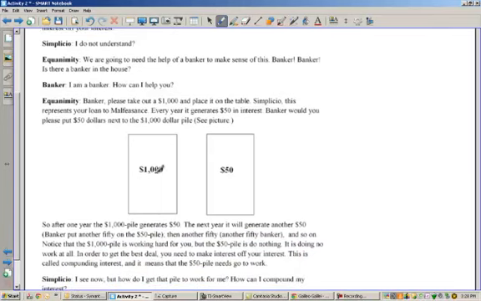So the idea is you put down $1,000. So Equanimity says, look, you let this guy malfeasance borrow $1,000, and each year this $1,000 is going to generate 5% of it, so $50 extra for you. So after 1 year, you put down a $50 bill. After 2 years, you put down another $50 bill. After 3 years, you put down another $50 bill, and so on. Each year, the $1,000 is generating $50.